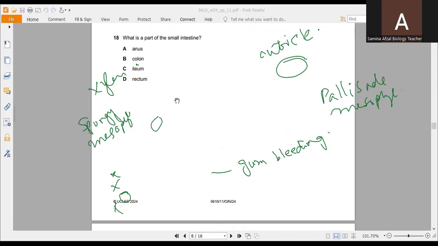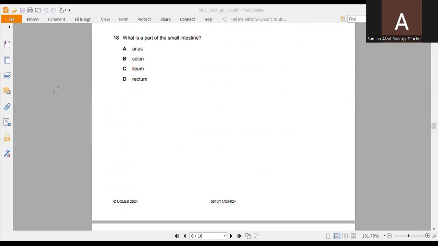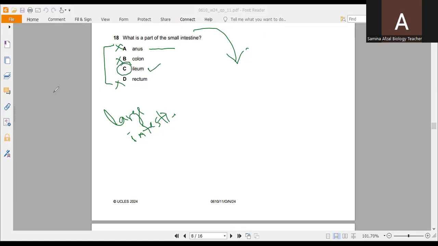Question number 18. And question number 18 is, what is the part of the small intestine? Anus, colon, and rectum. Large intestine. These three are the parts of the large intestine. And you know the small intestine has three parts: duodenum, jejunum, and ileum. So ileum is the correct option. C is the correct option.